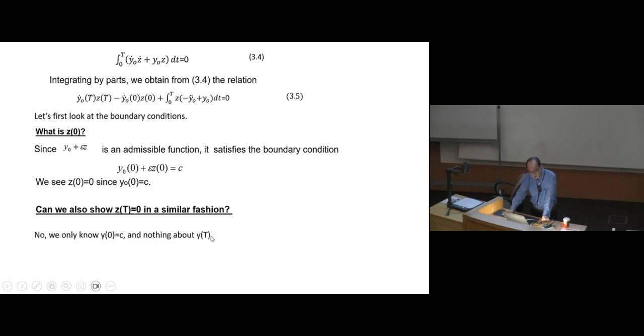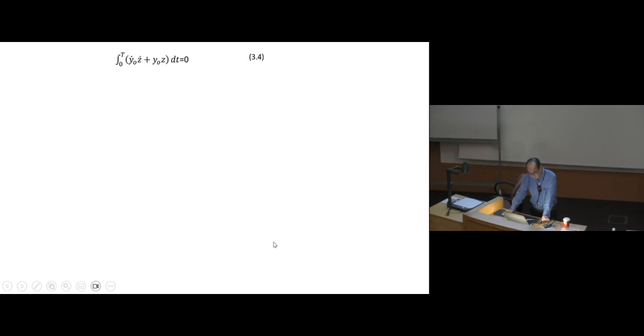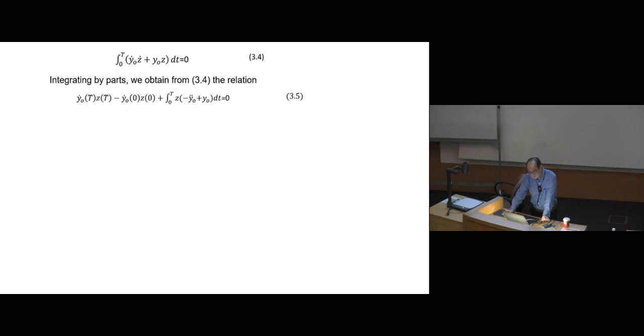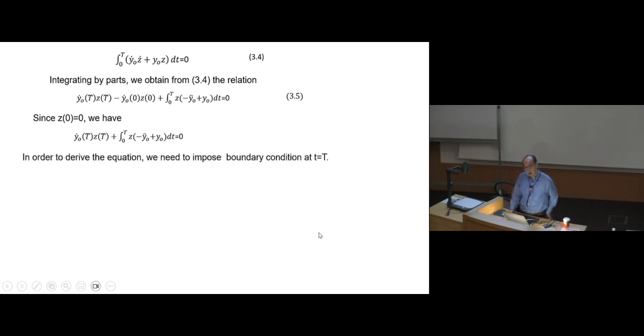So we didn't put any condition on the final point, but what condition should we put? Here is where we are: integration by parts. We get this one, because 0 is 0, so we end up with this. And also I want to put this one to be 0, such that we will have a nice equation.